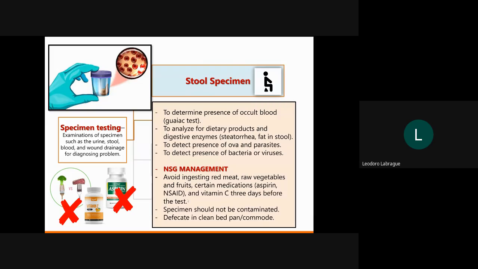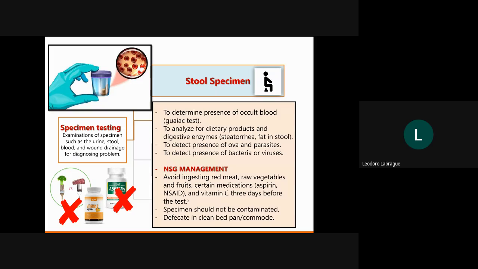So how do you ensure that? Instruct your patient that you will not take your vitamin C 3 days before the exam. You cannot eat red meat. You cannot eat raw vegetables, or else the result of your stool exam will not be accurate.